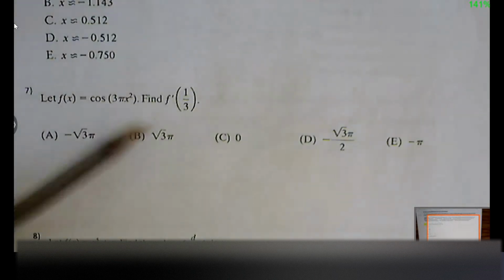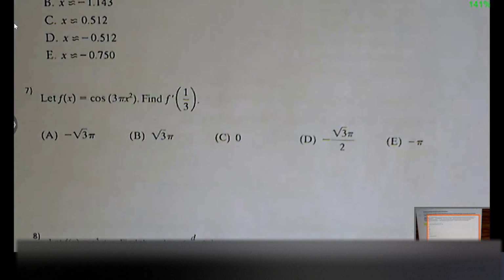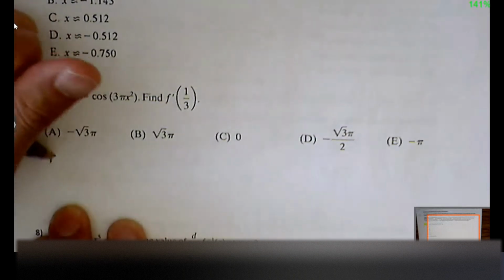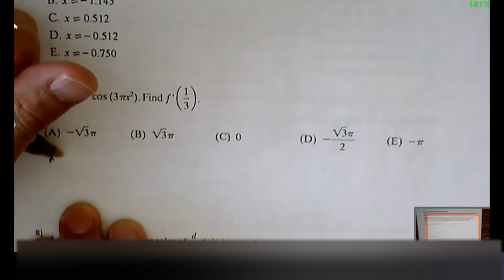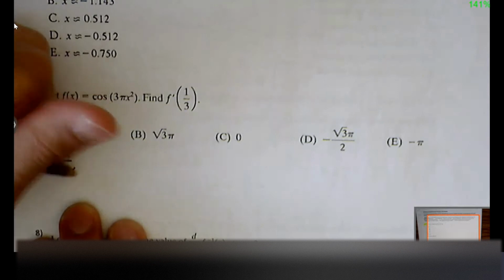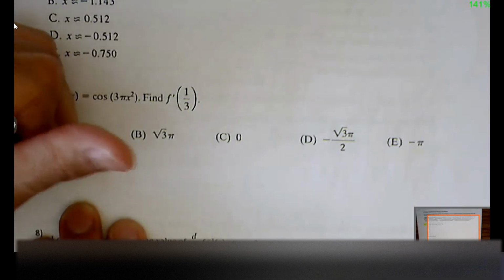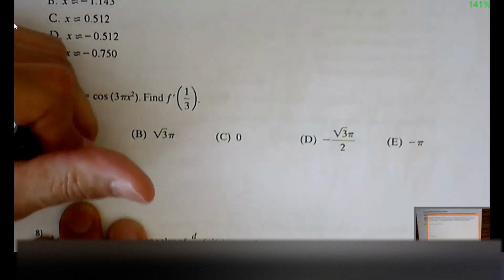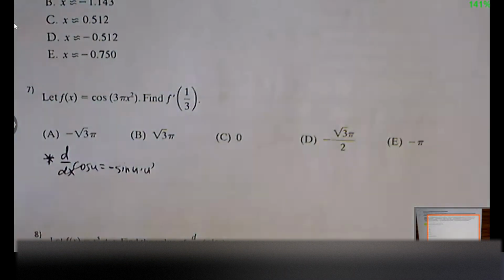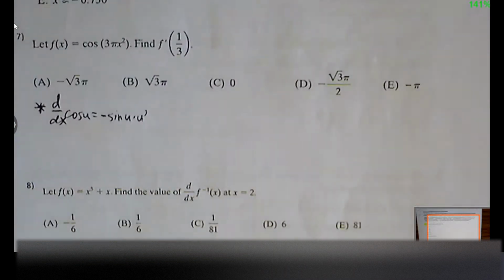Number 7. Cosine of 3 pi x squared, we want to find f prime of 1/3. We have to go through our derivative step. Remember the rule for the derivative of cosine of u is negative sine of u times u prime. We got to find the derivative first before we can do anything with that 1/3.